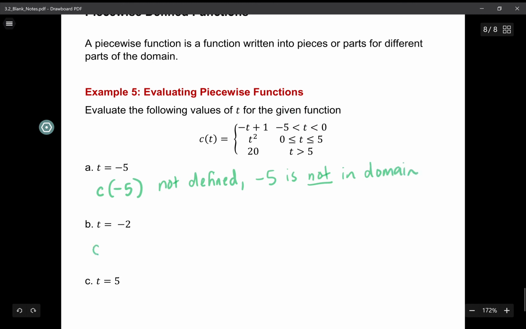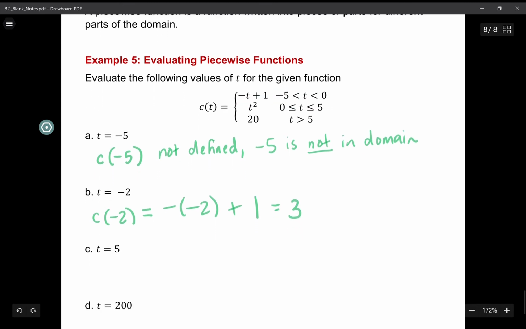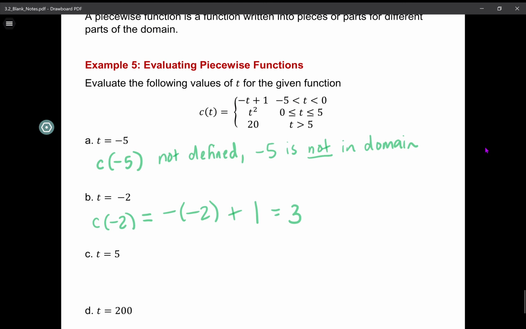Let's try c of negative 2 and see if we have any more luck. So my t value is negative 2. Which of these categories does negative 2 fall into? Well, it falls in between negative 5 and 0. So since negative 2 falls between negative 5 and 0, I'm going to use this function here, negative 2 plus 1. So opposite t plus 1. That gets me 3. All right, let's try c of 5. Well, 5 falls into this category because 5 is between 0 and 5 inclusive. So c of 5, I'm going to use this function, 5 squared.